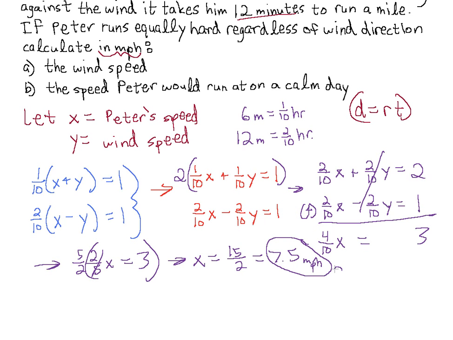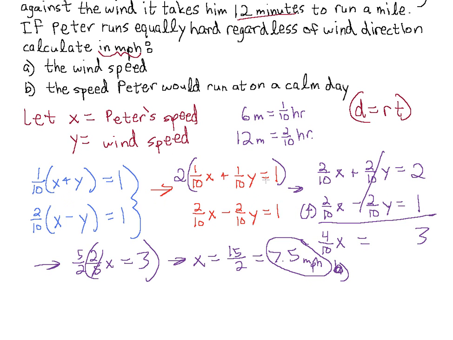All right, this answers the second question, B. B is the speed Peter would run at on a calm day. And this is actually very intuitive, and we can check this because this is the speed Peter's going to run at when y equals 0. So if we plugged in y equals 0 into our equations, we'll actually get 7.5 miles per hour. So that's when the wind speed is 0.